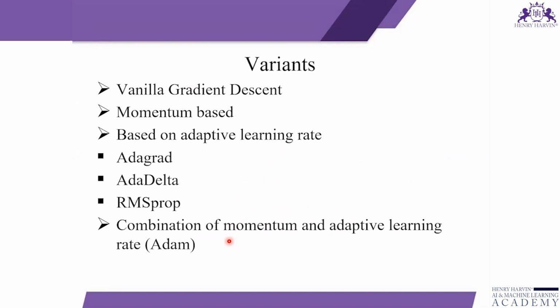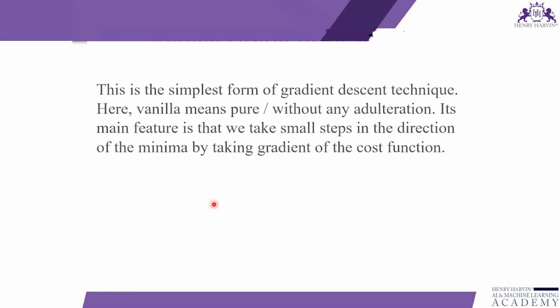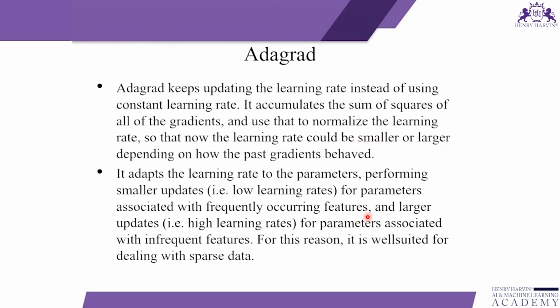Now, when we talk about adaptive learning rate, it could be AdaGrad, AdaDelta, or RMSProp. And there is another one, a combination of momentum and adaptive learning rate. Vanilla gradient descent is the simplest form of gradient descent technique. Here, vanilla means pure or without any adulteration. Its main feature is that we take small steps in the direction of the minima by taking the gradient of the cost function.